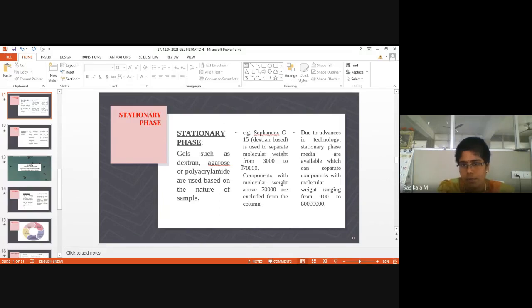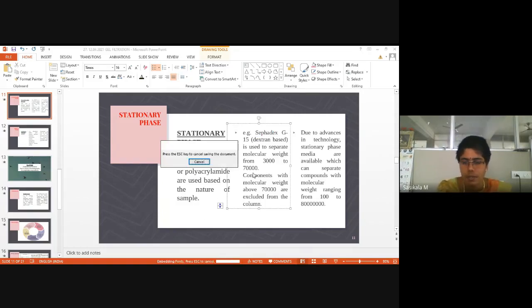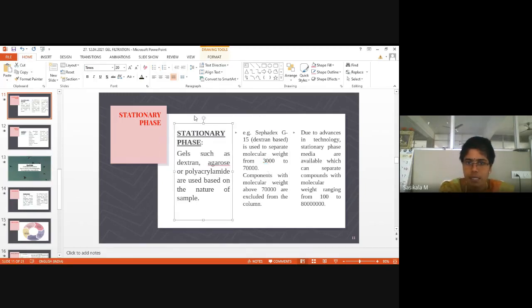Then examples of stationary phase. Sephadex G15 is a brand for dextran gel. It is used to separate molecular weights from 3000 to 70,000. So large molecules. What is the application of gel filtration chromatography? It is applicable for separation of large molecules or molecular complexes. So see, the molecular weight varies from 3000 to 70,000. By using dextran as stationary phase, we could separate these out.